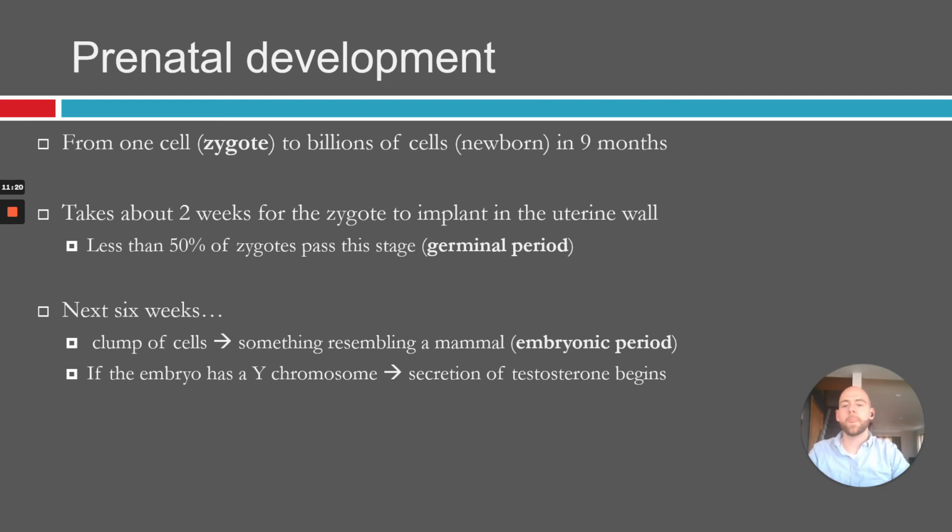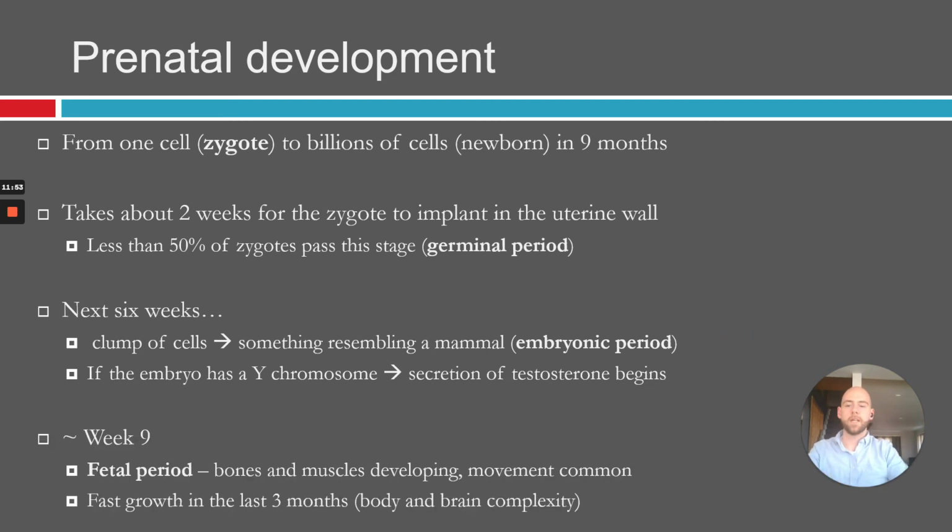And if that embryo has a Y chromosome, so male human beings have an X and a Y chromosome, female human beings have two X chromosomes. And there, of course, are different biological sexes too that have different combinations or express themselves differently. But those are the most common two. But if there is a Y chromosome, testosterone production and secretion will start to create some of those primary sex characteristics. Then about week 9 is when we would start calling this organism a fetus.